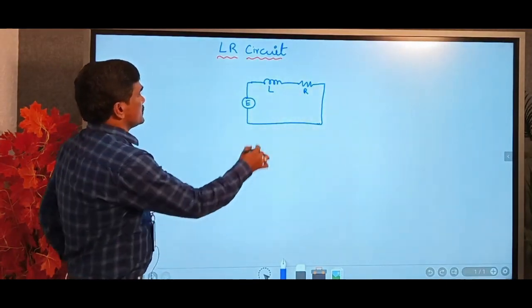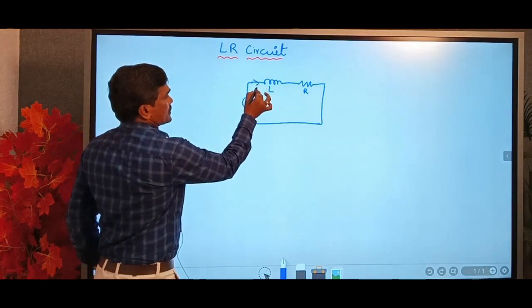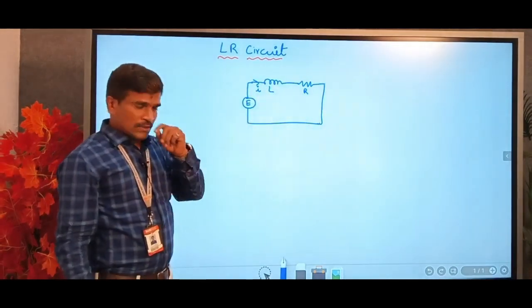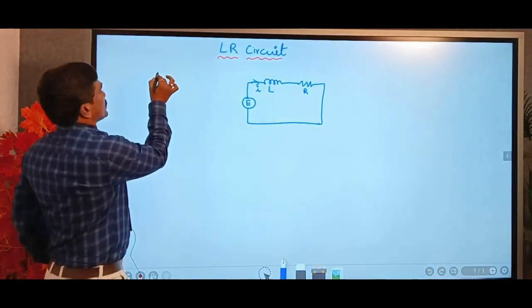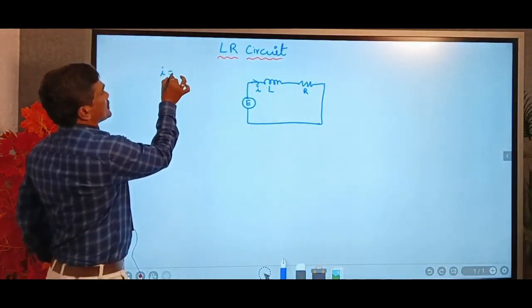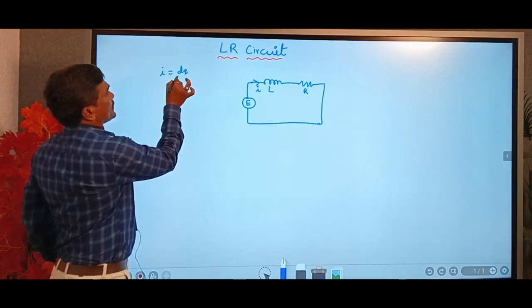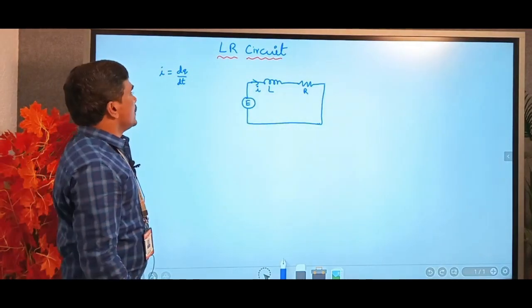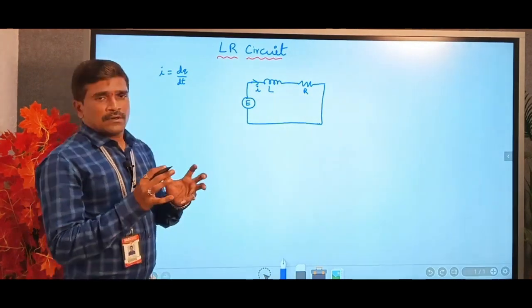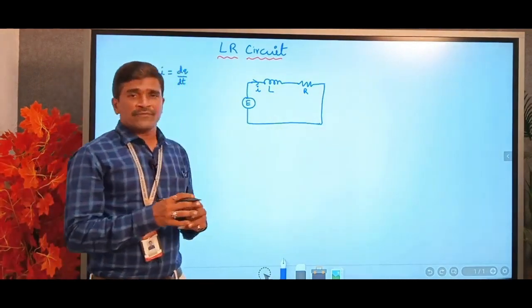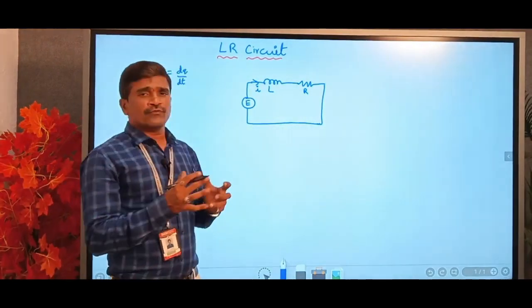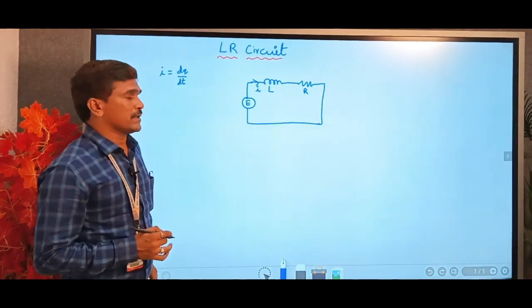In this circuit, a current I is passing through the given circuit. Here I is equal to dq by dt, that is the rate of change of charge. First of all we have to form a differential equation from the given electrical circuit. So how do we form a differential equation from a given electrical circuit?